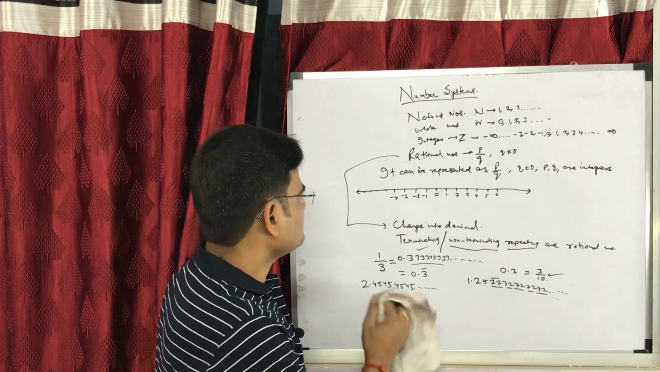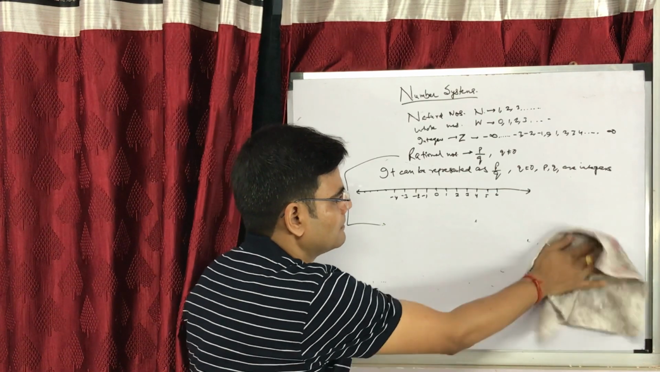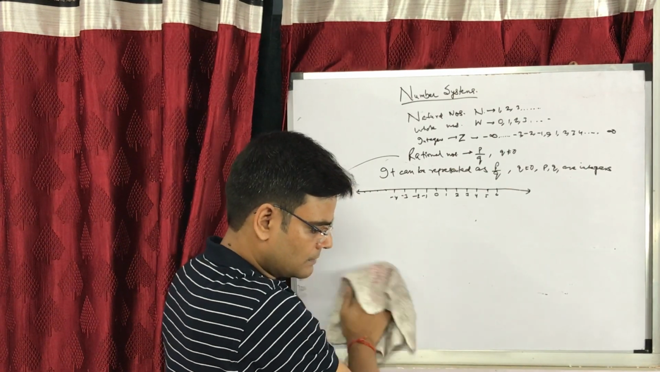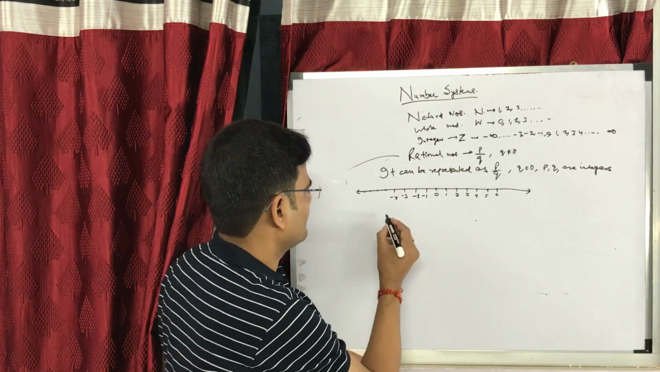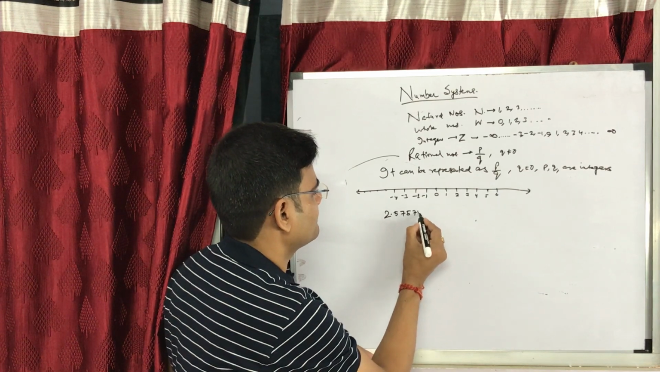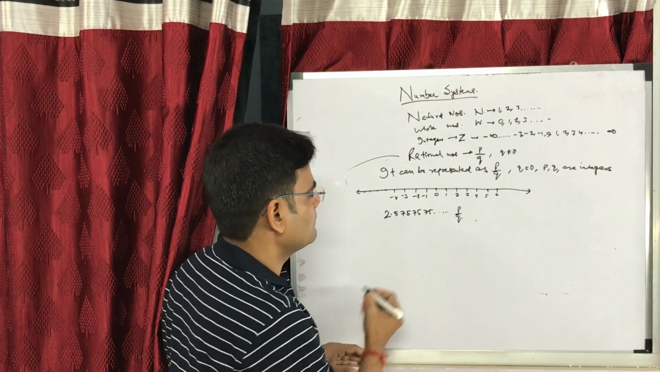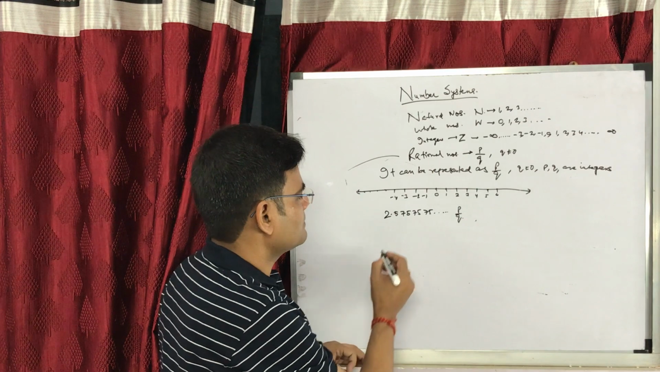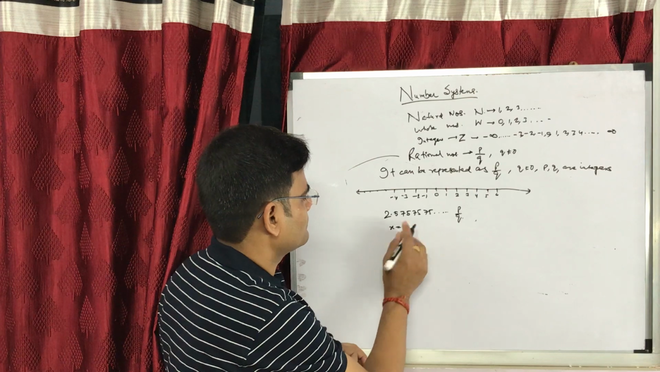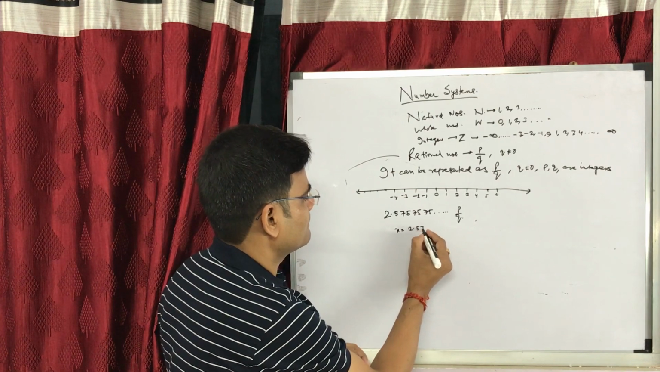So let me rub all this. Now the question is, if somebody gives me 2.575775, change this into P by Q form. How will you do that? So first of all, let this be x. So ultimately x is equal to 2.575 bar, right?